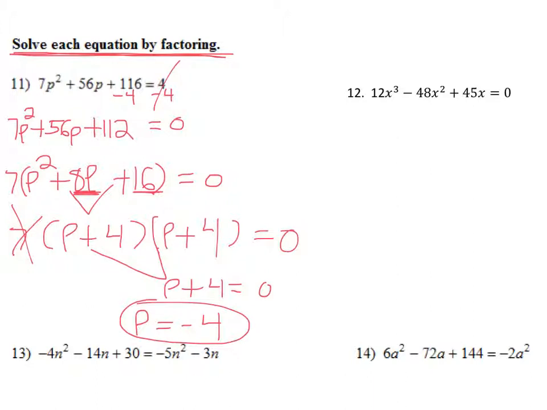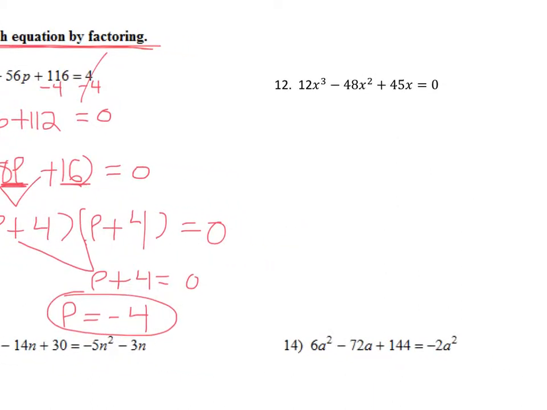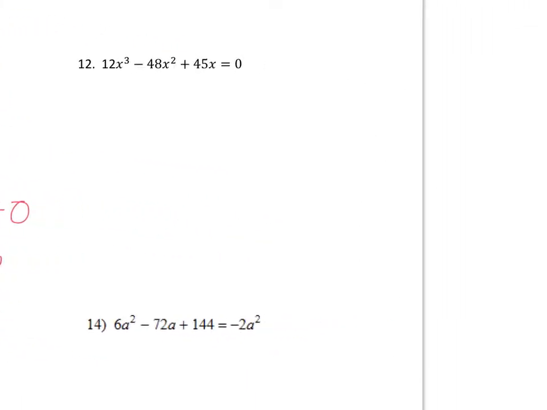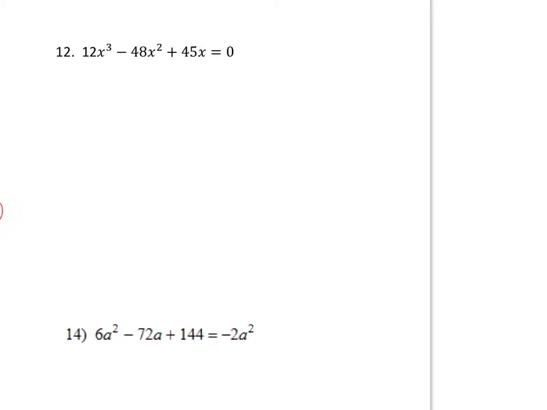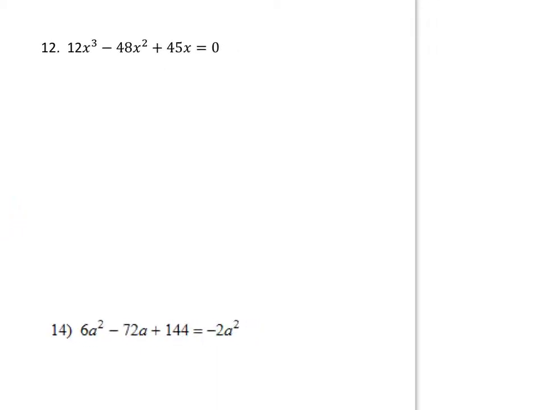Alright, let's move over to number 12. The good thing about number 12, it's already set equal to 0. So I don't have to rearrange anything. So if I solve for this, I know that I'm finding the zeros. Okay, again, look for the GCF. I have 12, 48, and 45. The biggest number that goes into them is 3. And they all have x's, and that smallest one's x. So the GCF for number 12 is 3x.